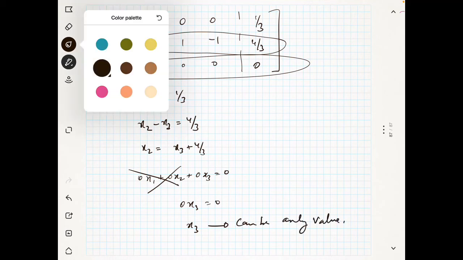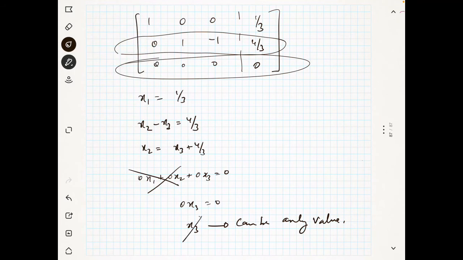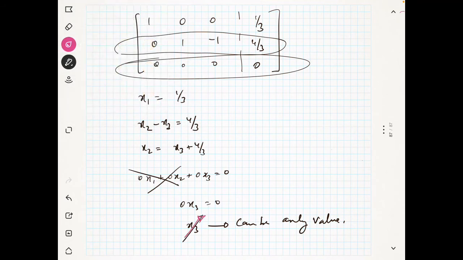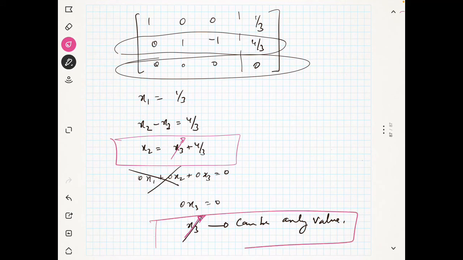So you can see here now that your x3 can be anything. That means your x2 can be anything. So you see your x3 can be anything and x2 can be anything, because x2 is equal to x3 plus 4 by 3. So this can be anything, and x2 and x3 are depending on one another.